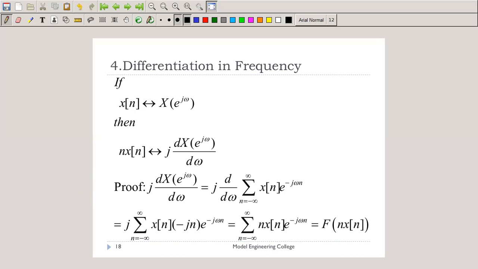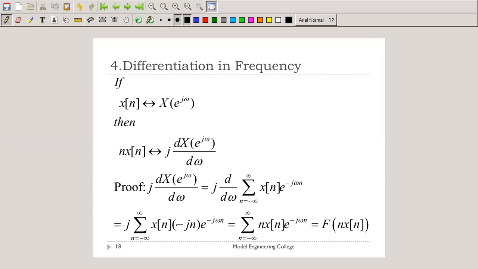To prove this, let us consider the term j d by d omega of x of e raised to j omega. Now substitute the spectrum expression for x of e raised to j omega. So j into d by d omega of summation n from minus infinity to infinity x of n e raised to minus j omega n. Now finding the derivative of this term, a minus j n term will be there. So this becomes j summation n from minus infinity to infinity x of n into minus j n into e raised to minus j omega n.